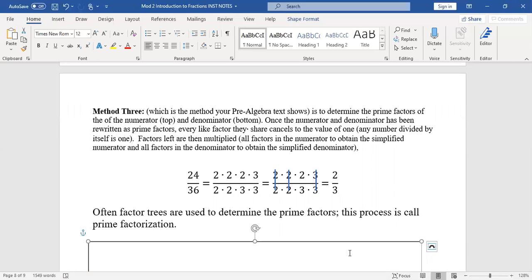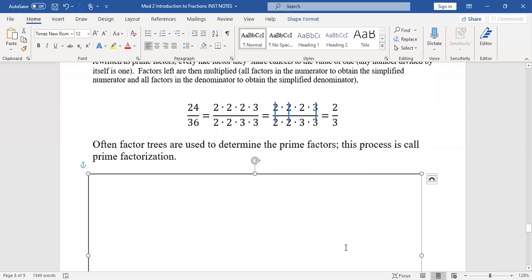Now that I've got them into their primes, I cancel what they have in common. The 2 over 2 goes away. For every pair, it goes away. On the top, I have three 2's, and on the bottom, I only have two. So that third 2 stays. Now, concerning 3's, I have two 3's on the bottom, but only one on top. So only one pair goes away. So my end result is 2/3.